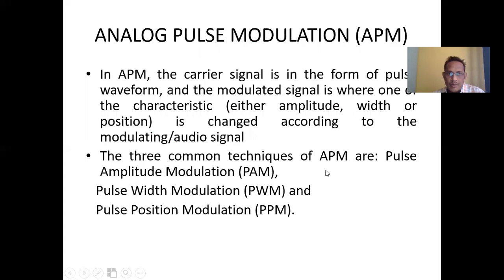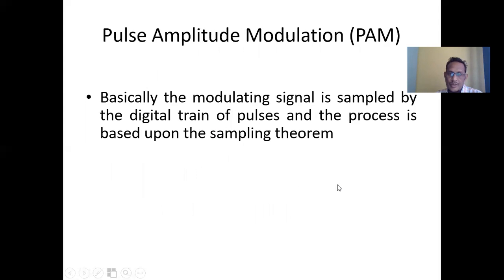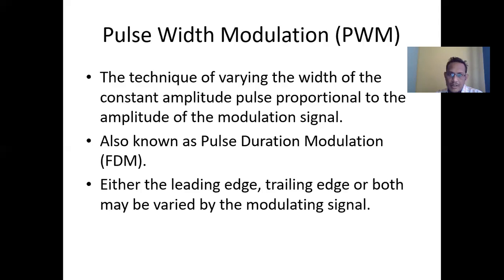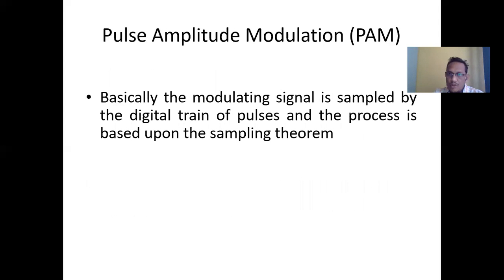As I said earlier, what is the exact meaning of analog pulse modulation? In analog pulse modulation techniques, your modulating signal is a baseband signal, in terms of a sine wave, while the carrier is a high frequency pulse train. According to that, you can change the 3 different parameters. So I will get pulse amplitude modulation, pulse width modulation, and pulse position modulation. We will define all these 3.